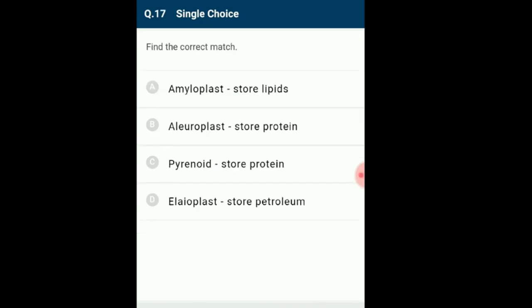17. Find the correct match. Leucoplasts are colorless plastids which carry out storage of food. Food can be stored in the form of carbohydrate in amyloplasts, aleuroplasts store proteins, and elaioplasts store lipids. Pyrenoids are special structures present in the chloroplast of algae which store starch. So the correct match is option B. Aleuroplast store proteins.